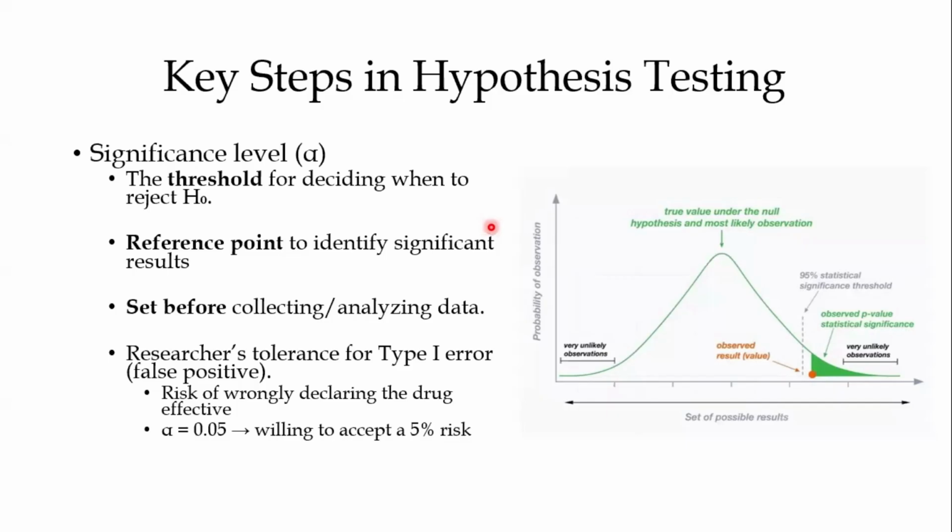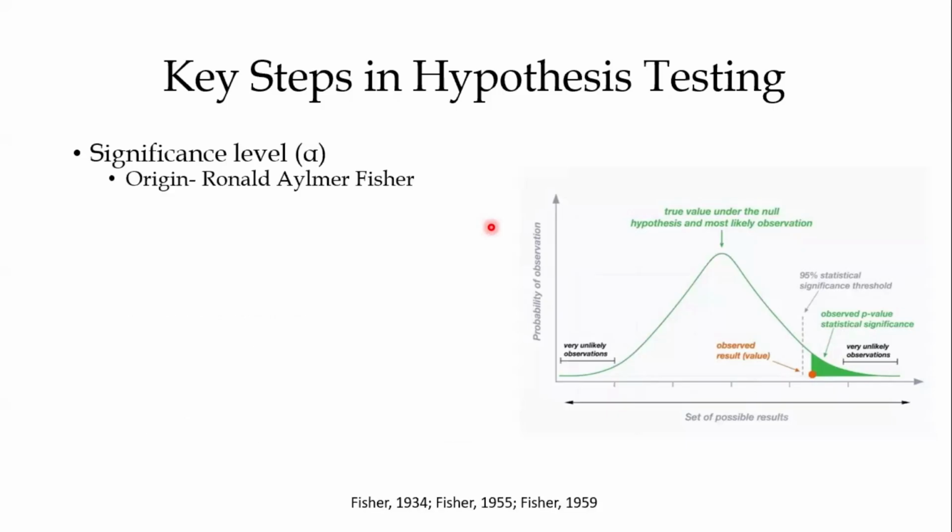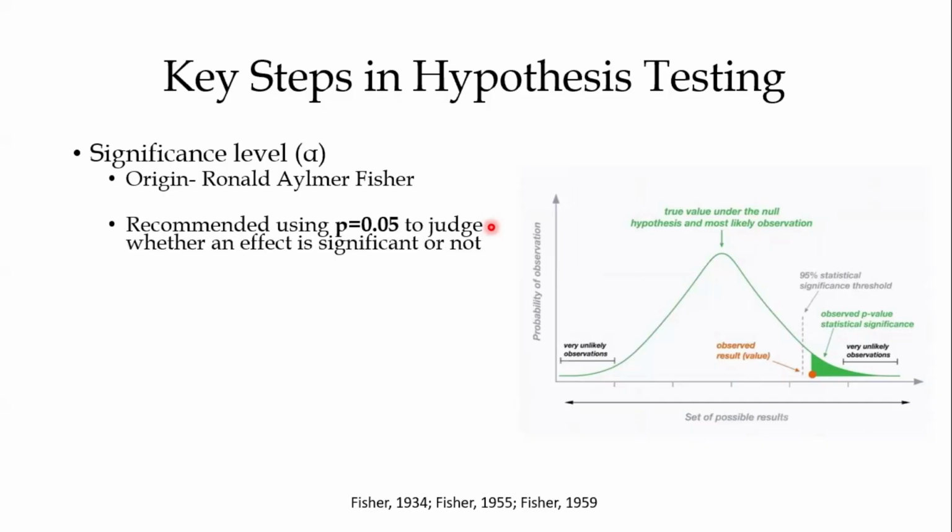It does not really quantify the magnitude of the result that we are getting. So where did it come from? Ronald Fisher in 1934 in his seminal paper tried to come up with a reference point to help standardize the whole process of declaring results as to whether they are significant or not. In his paper, he argued that 0.05 would be a good cutoff to determine whether the effect is significant or not. Where did he get the 0.05 from?